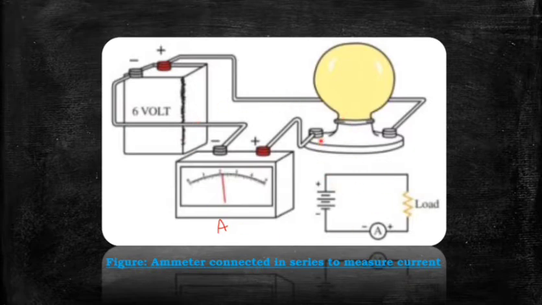Then only you can measure the correct current. Why? The current will be flowing through this conductor, and I am showing it with the red marker. The current will be flowing in this way, and the current must flow through the ammeter to measure it, right? So this is the right way to measure the current.